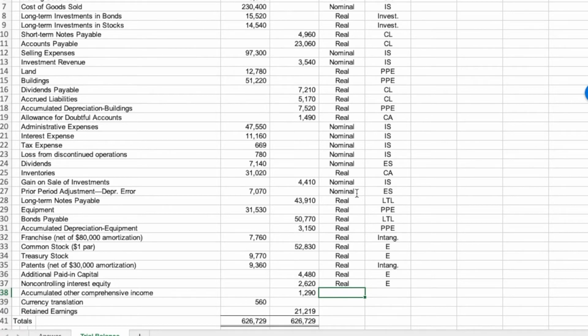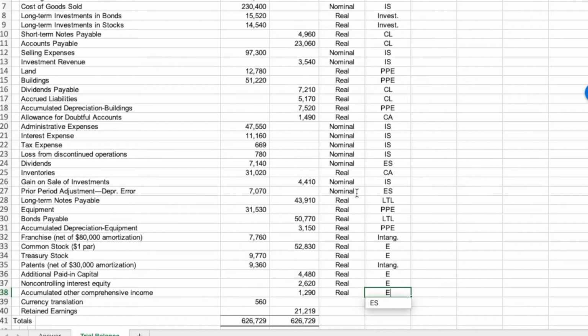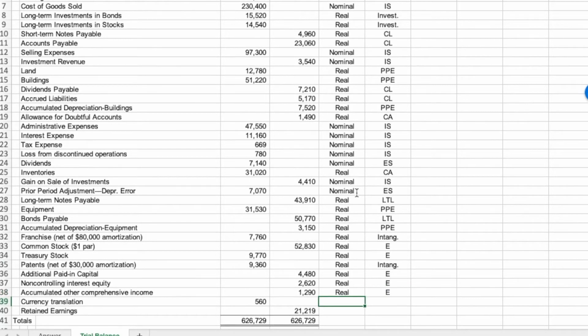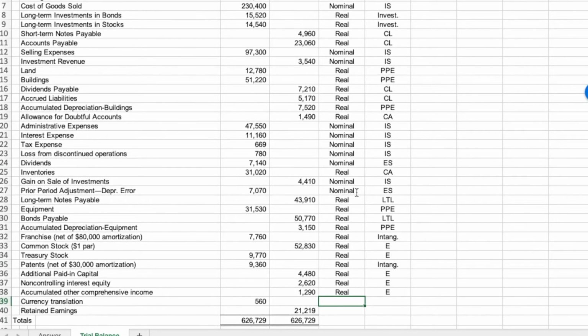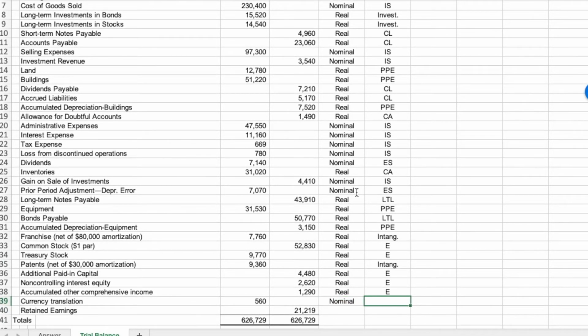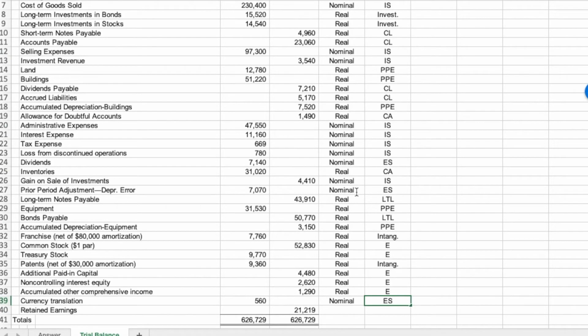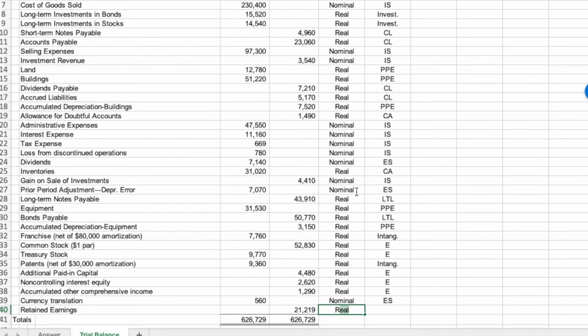Accumulated other comprehensive income. This is a real account. This is also an equity account. Now, if you'll notice, we have a currency translation. This is other comprehensive income. So this is actually a nominal account. It gets closed out to accumulated other comprehensive income in conjunction with closing out the financials at the end of the period. And this will go on our equity statement, just like a dividend account would. Retained earnings is a real account, and that goes in the equity section of our balance sheet.